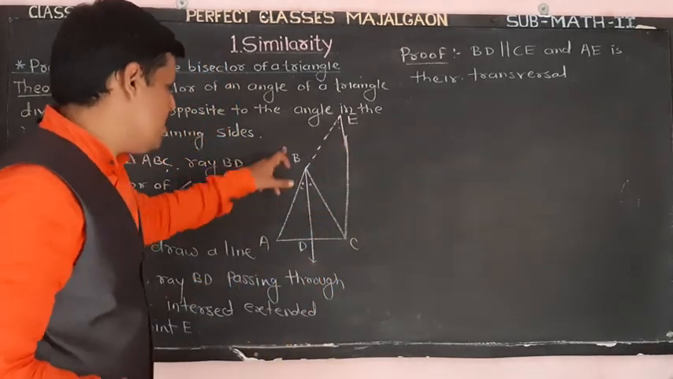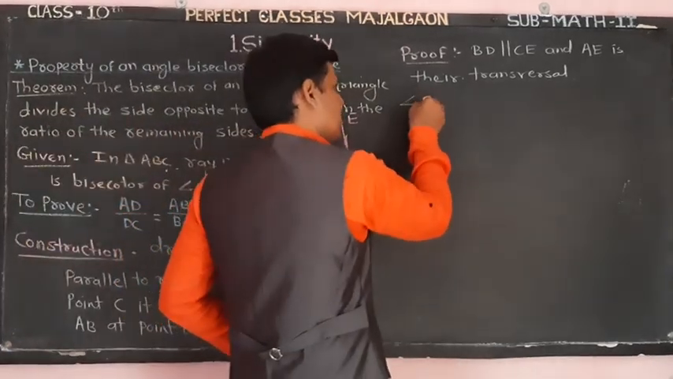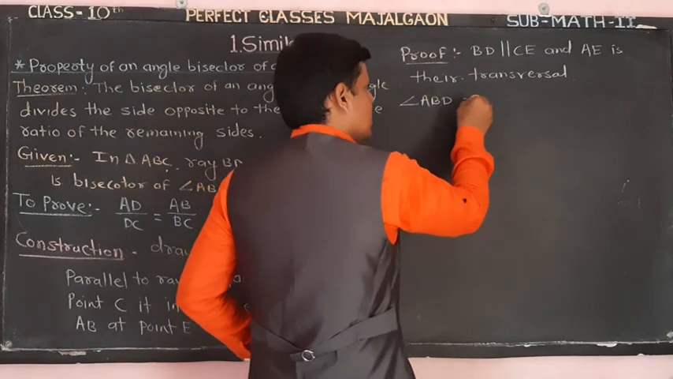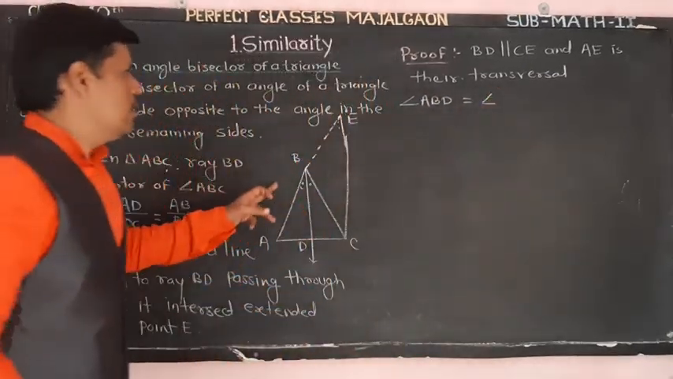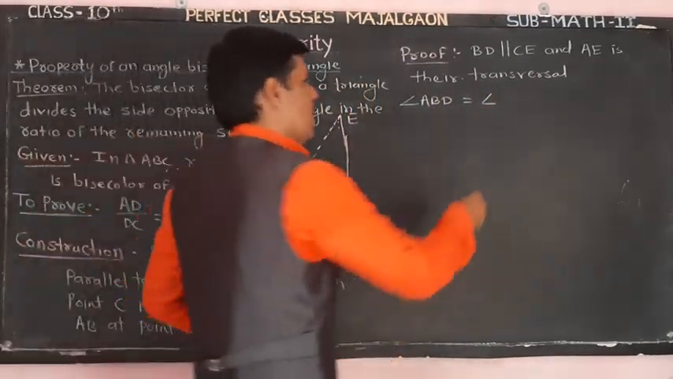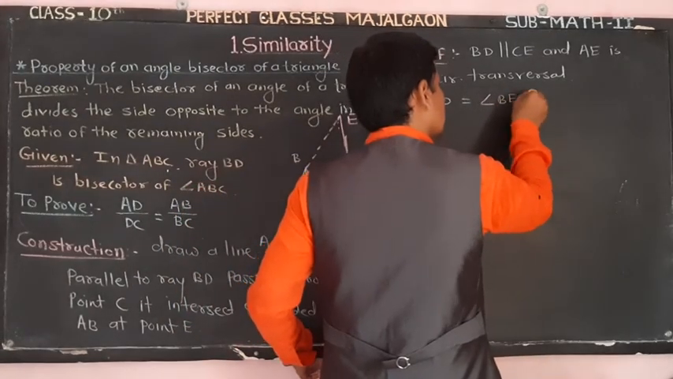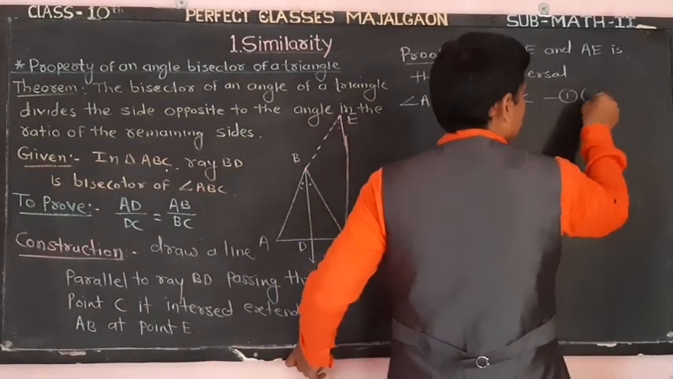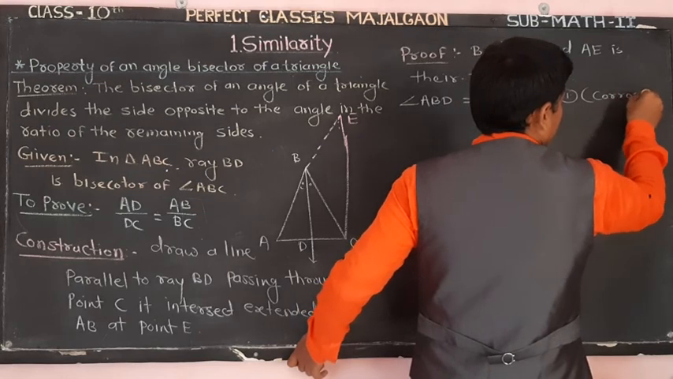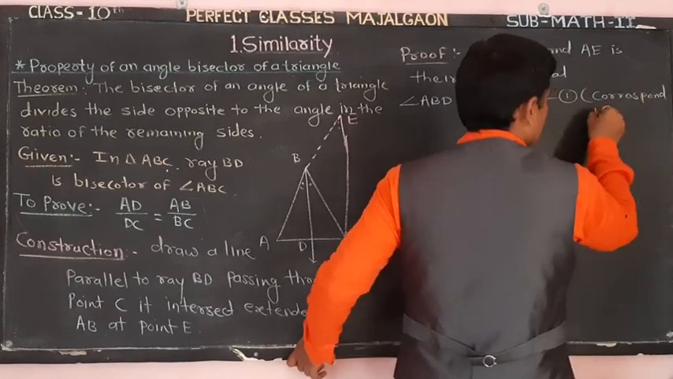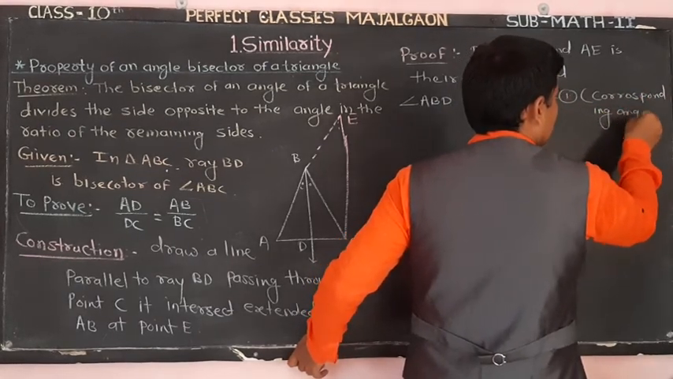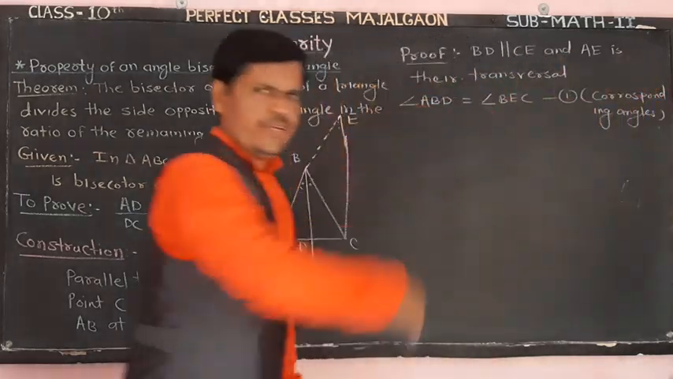That's why angle ABD equals angle BEC. These two angles are corresponding angles. Name it equation 1. The reason is corresponding angles. This is equation number 1.